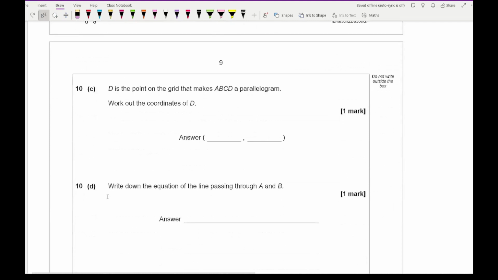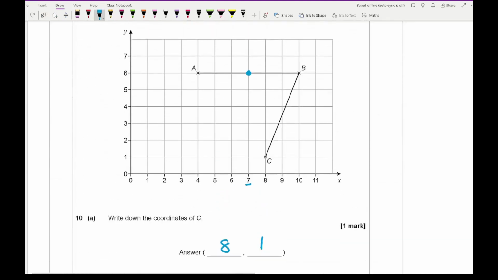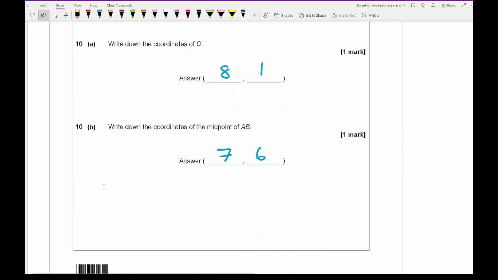Then for 10c, it says D is the point on the grid that makes ABCD a parallelogram. Work out the coordinates of D. So if we go back to this, we can see that the distance from A to B is 6 squares. So if you count 6 squares going to the left from C, we can spot that this is where D is going to be, and the coordinates of that is 2, 1.